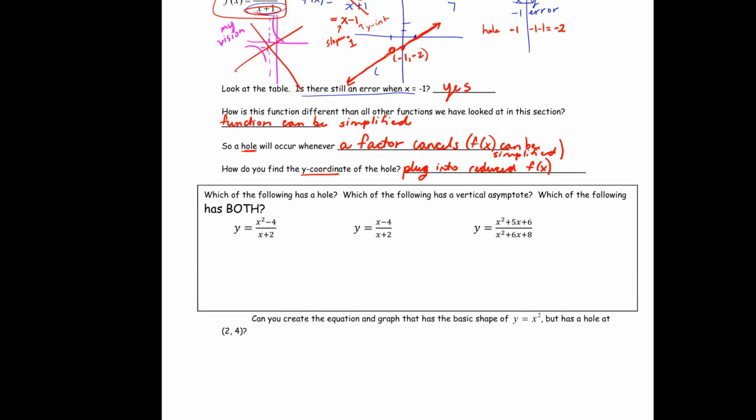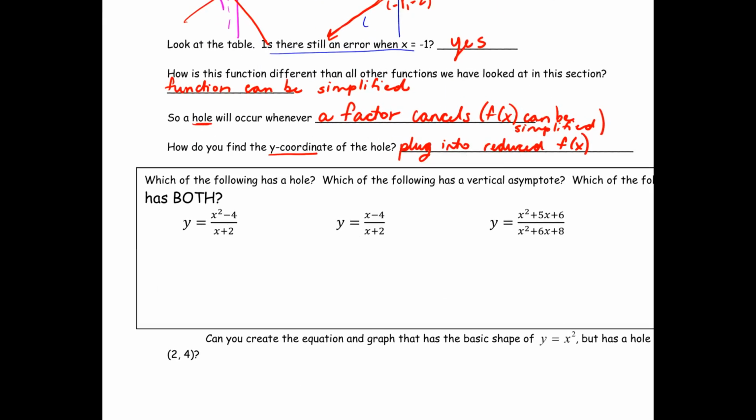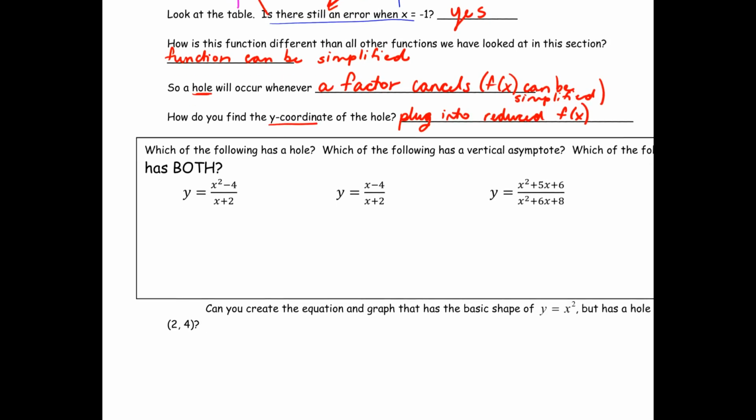All right, guys, so why don't you answer this with your partner? If you find any holes, find the location of the hole, and try these 3 together.